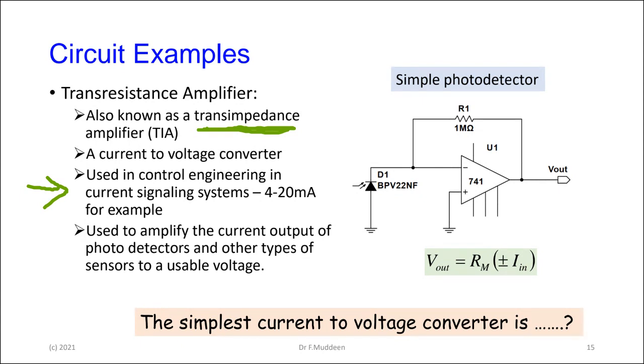And of course, the gain of the device is V out over I in, which is that RM factor that I have here. And I have a little question down at the bottom. The simplest current to voltage converter is what? What is the simplest possible current to voltage converter that you could get?